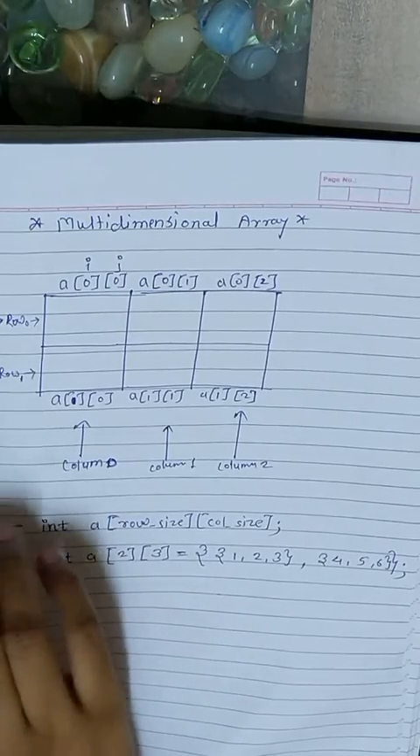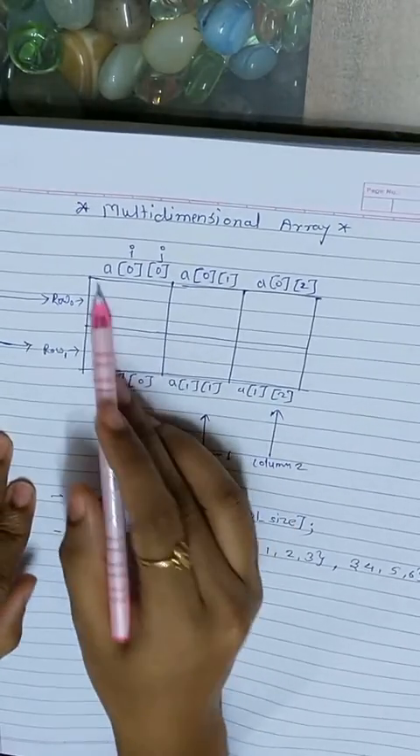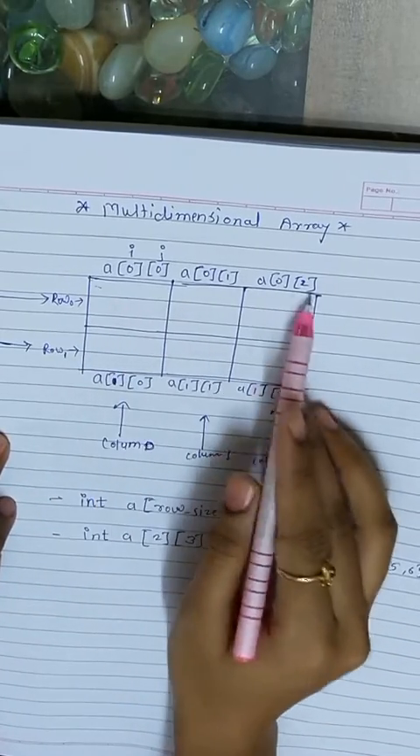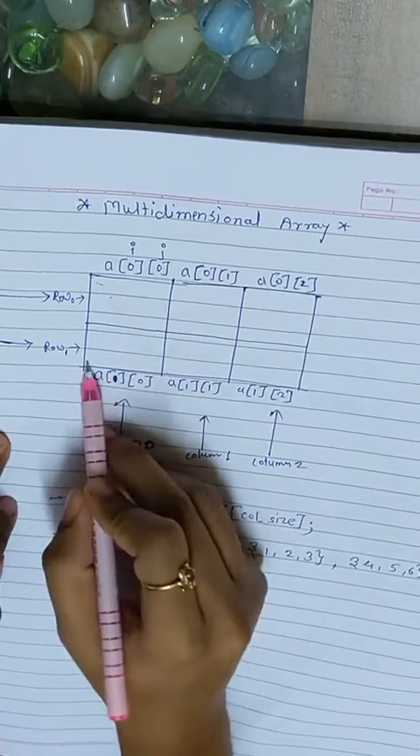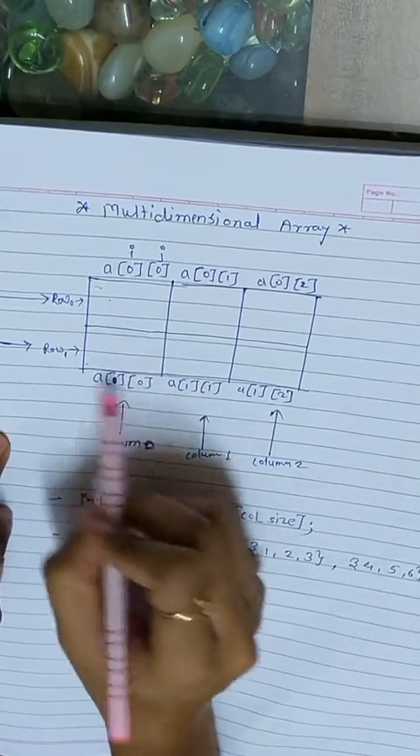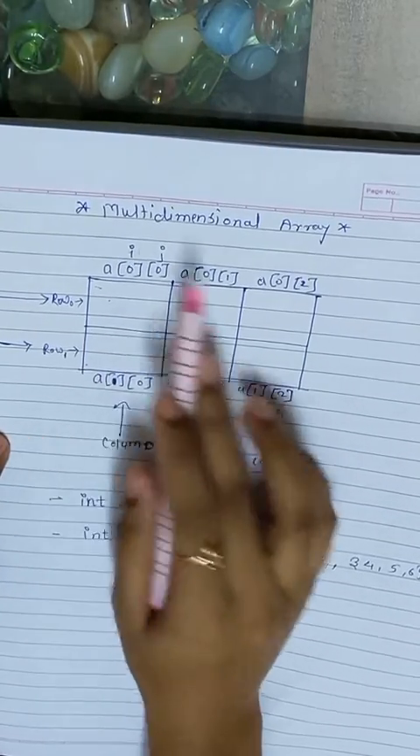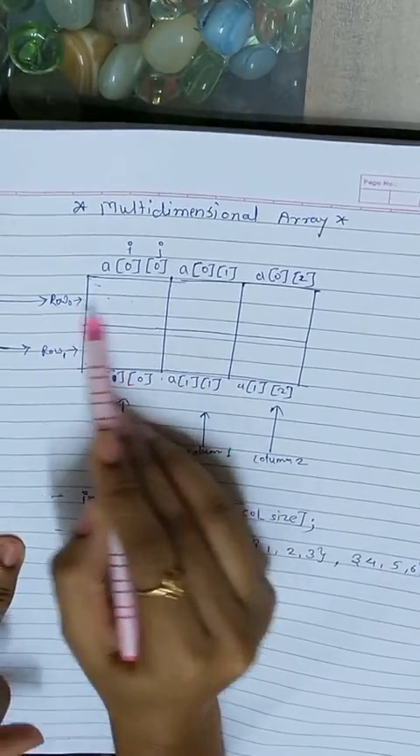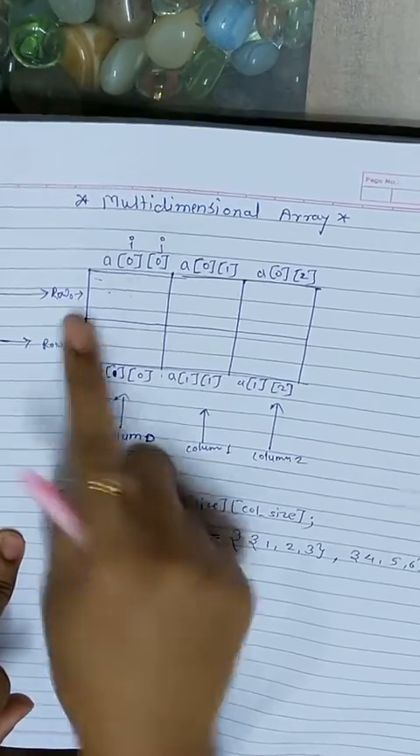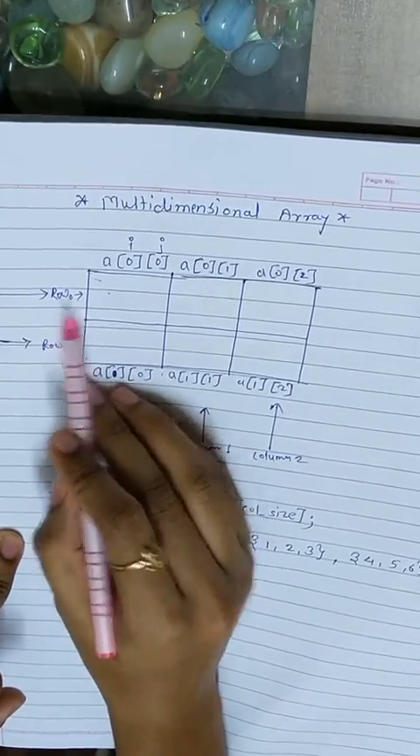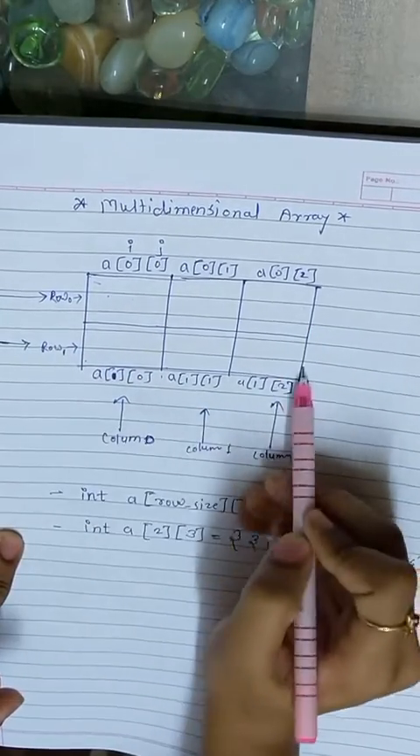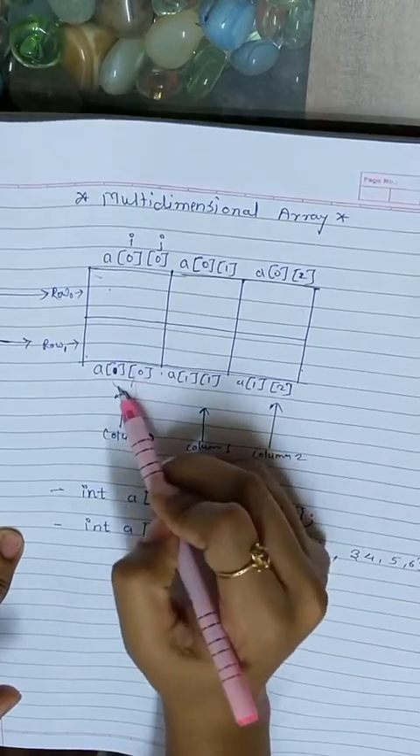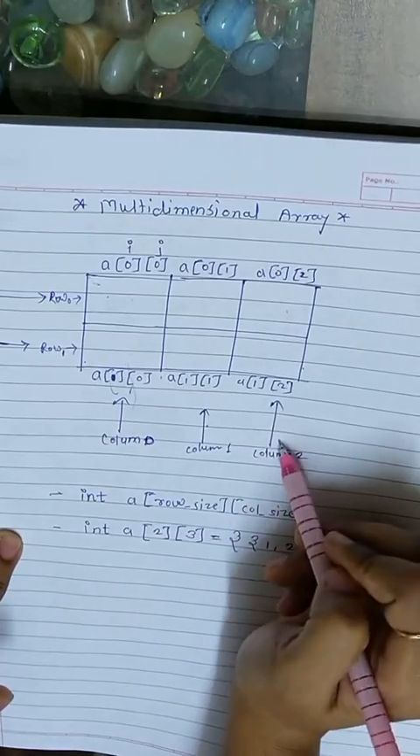Next is what? A multi-dimensional array. Multi-dimensional means what? Actually, two-dimensional array. When you want to print this type of matrix, which contains rows and columns, we use a multi-dimensional array. This is row 0, because arrays start with 0. This is row 1, and each row is distributed in columns: column 0, column 1, column 2.